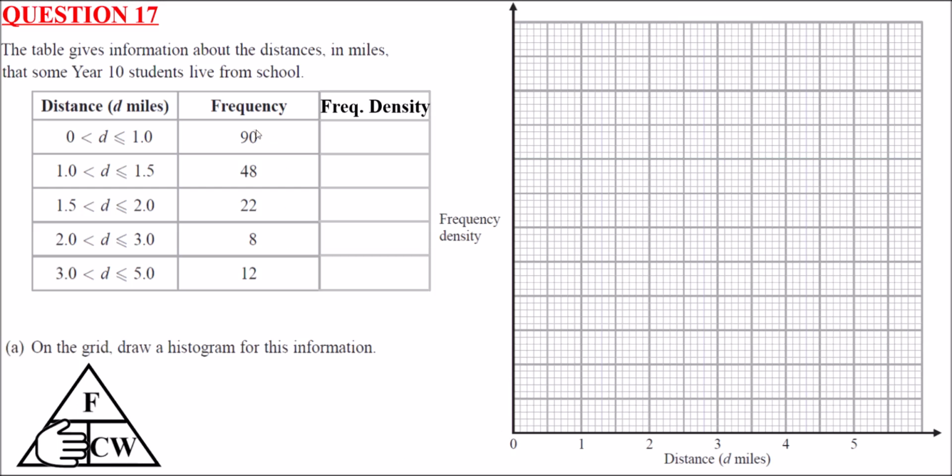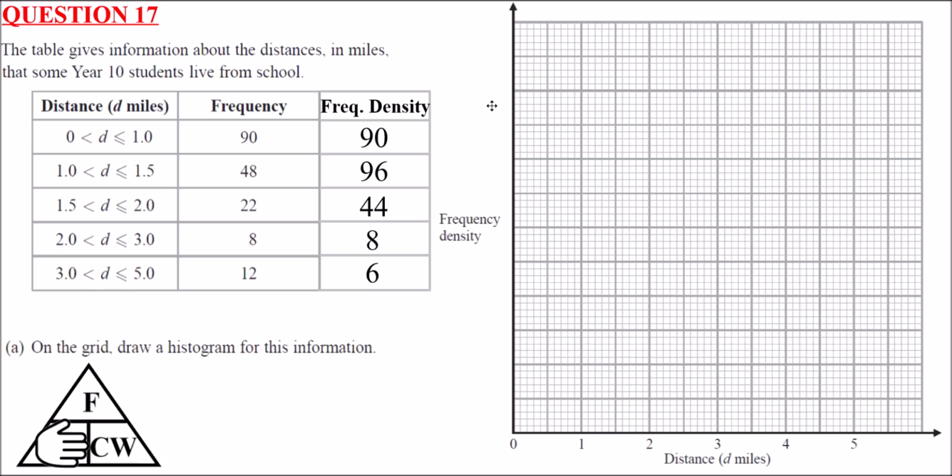So this first one, frequency is 90, class width from 0 to 1.0 is exactly 1, so 90 divided by 1 gives us 90. The next one, 48 divided by 0.5 would give 96. 22 divided by 0.5 is 44. The next one has a width of 1, so 8 divided by 1 is just 8. And the final one, 12 divided by 2, because 5 take 3 is 2, 12 divided by 2 gives 6.